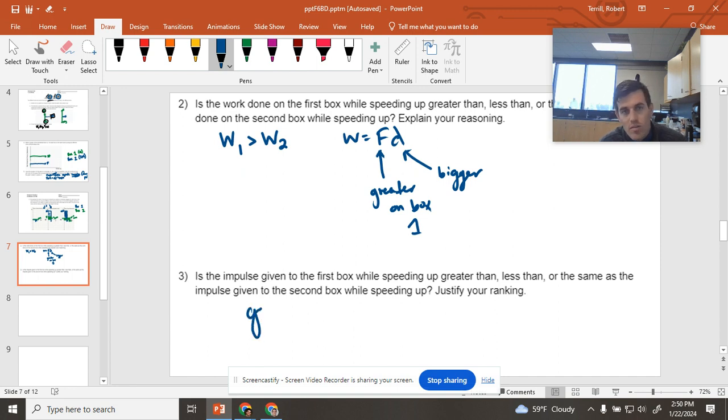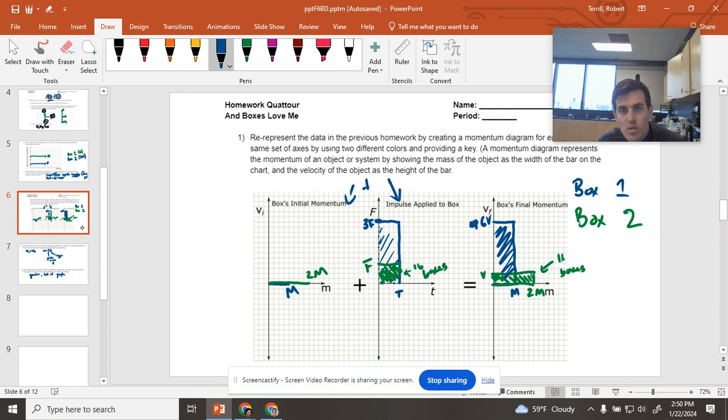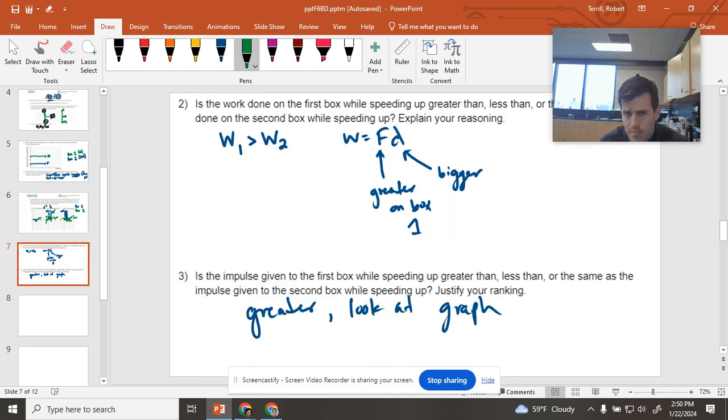Is the impulse given to the first box greater than, less than, or the same? Again, it's greater. But this one, you can just look at the graph. The graph shows that we had way more impulse done on box 1 than on box 2 because it had more force done over the same period of time.